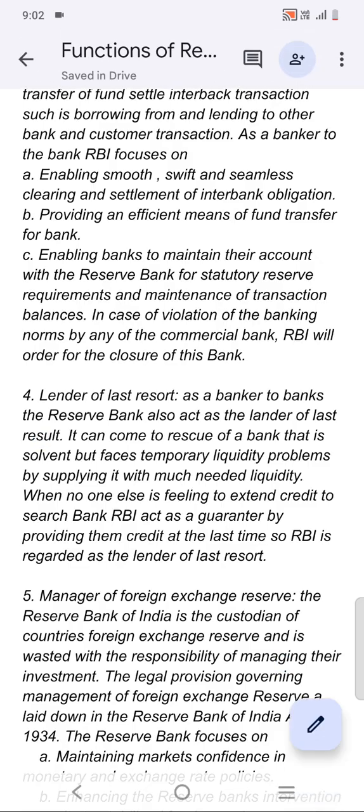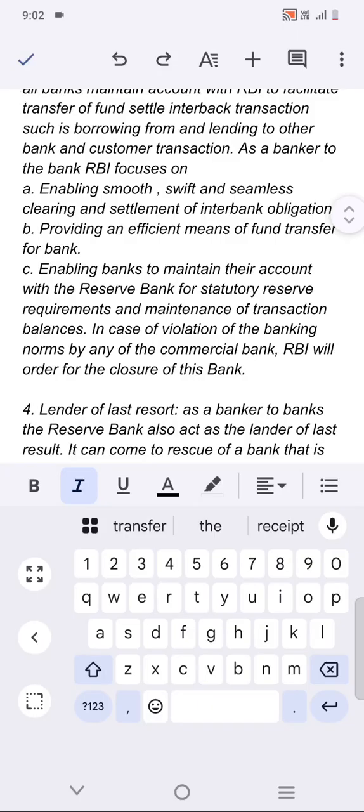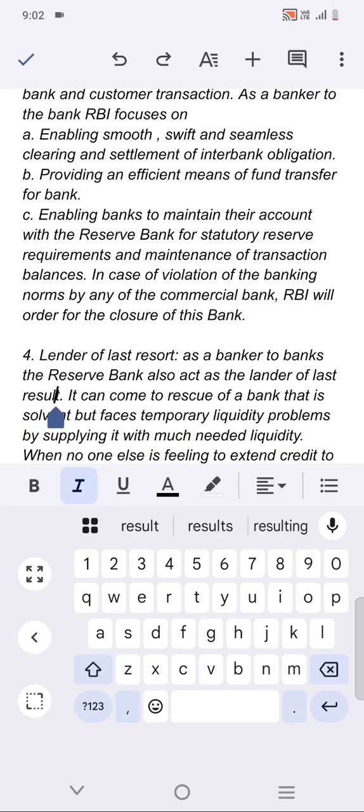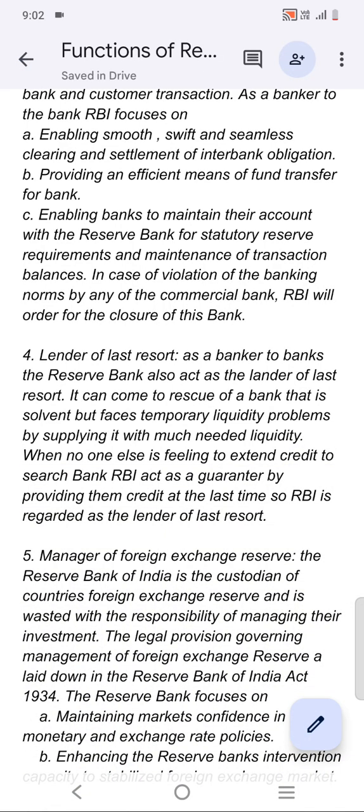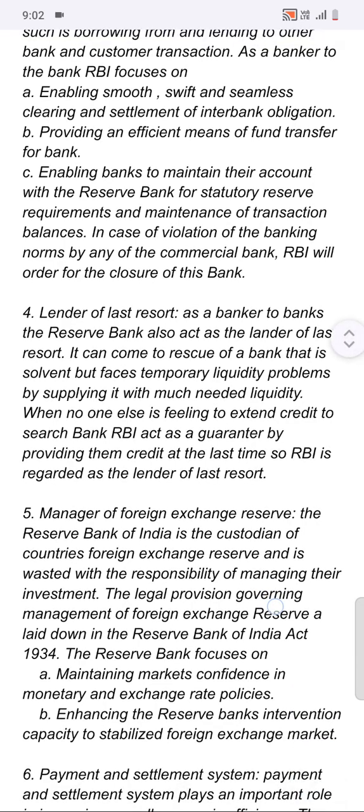It will be not resort, it will be last resort. It can come to the rescue of a bank that is solvent but faces temporary liquidity problems by supplying it with much needed liquidity. When no one else is willing to extend credit to a bank in need, RBI acts as a lender to save it.